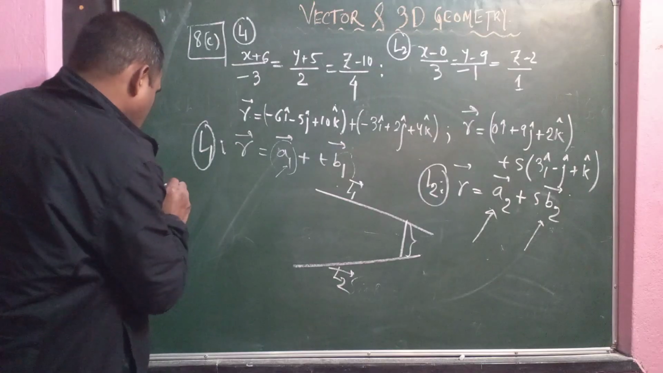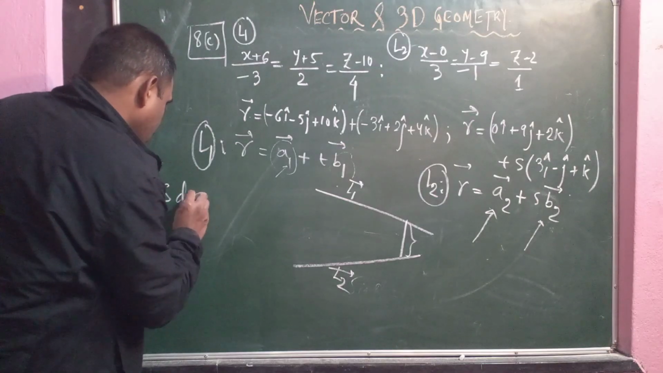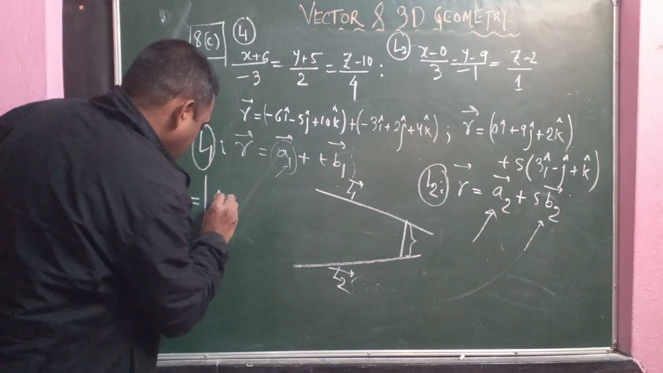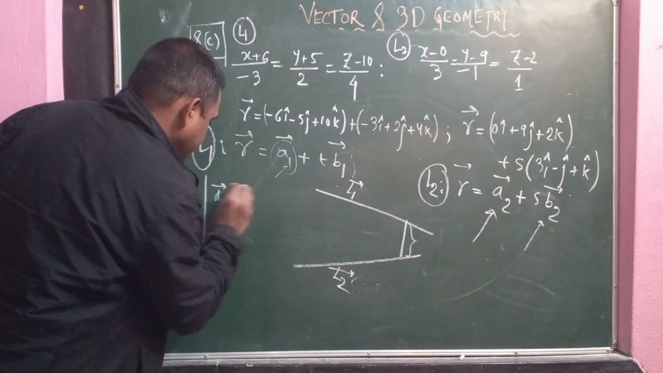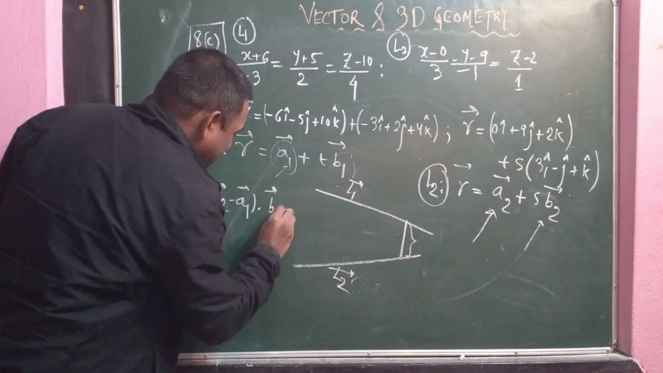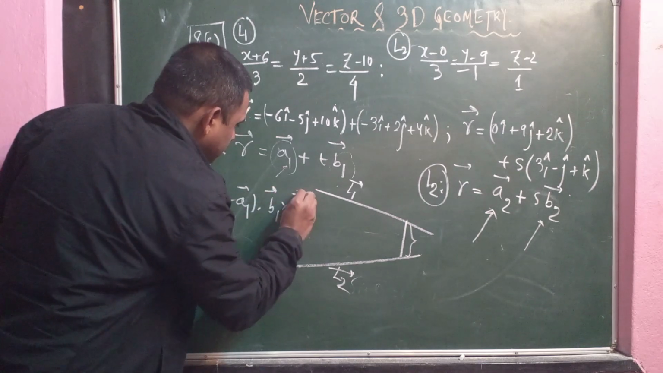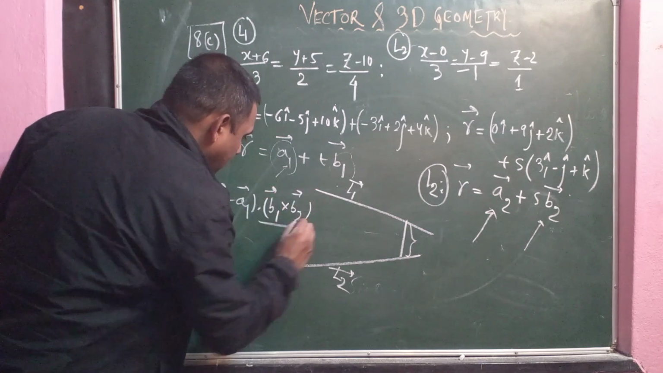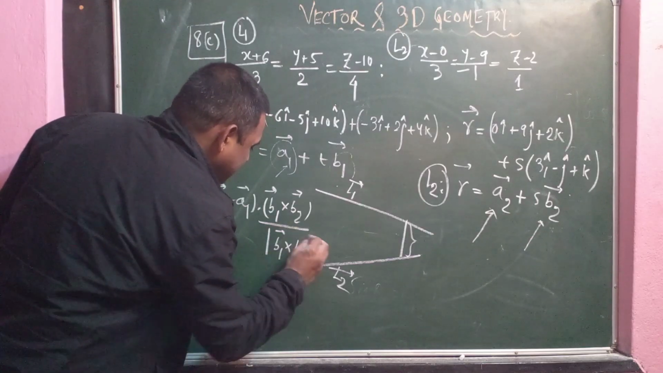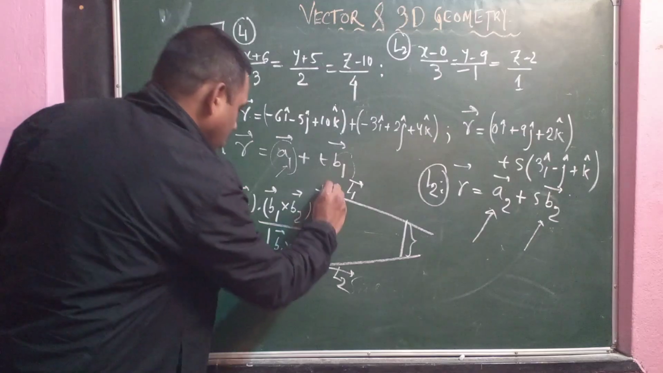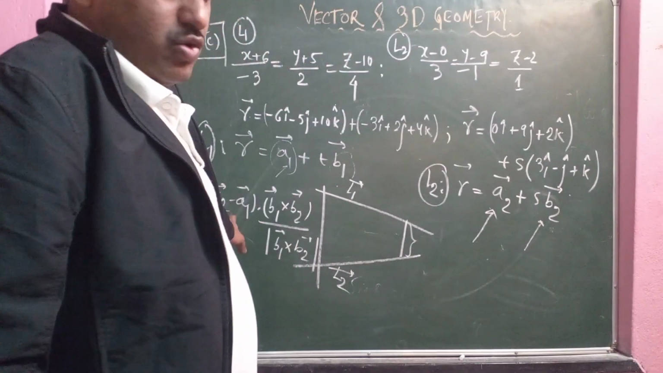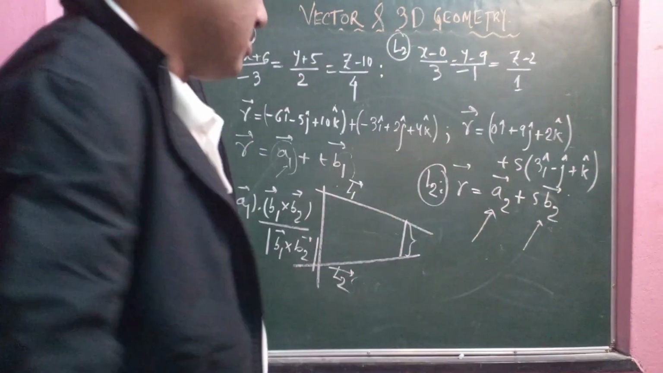So SD, I have a question for you. SD will be mod of (A2 minus A1) dot (B1 cross B2) by mod of B1 cross B2. That means it is a unit vector which is perpendicular to both B1 and B2. But why? Although we don't need the derivation, I will explain the derivation also.